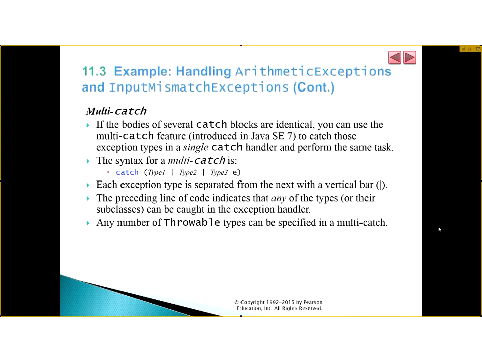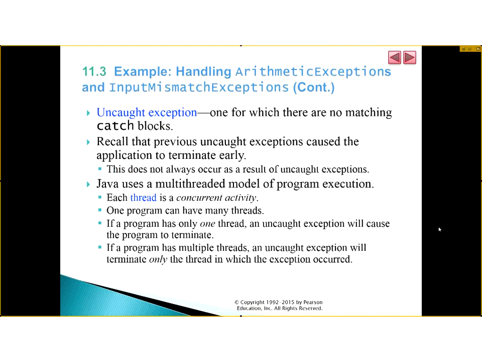And you can have multi-catches. You can say catch arithmetic exception or this or that in one catch. Typically you write separate catches because you want to do different things based on which type of exception was thrown. Uncaught exceptions: if you don't have a catch block for that type, you may still have catch blocks, you just don't have one for that type. And then what happens is it does blow up.